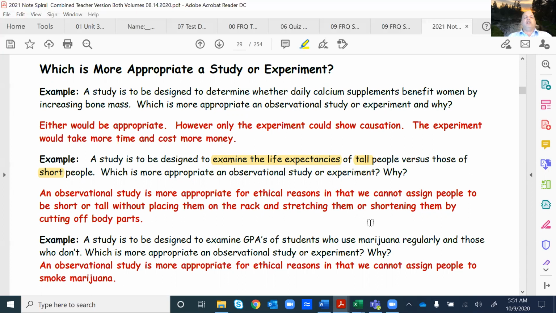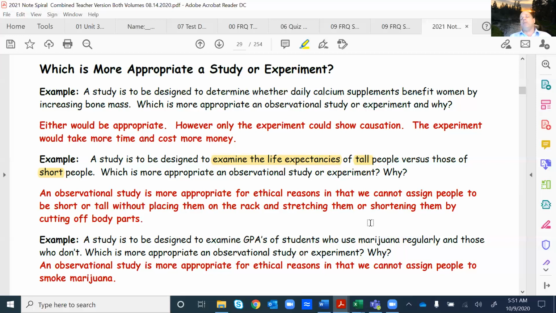So a study is to be designed to examine GPAs of students who use marijuana regularly and those who don't. Which is more appropriate, an observational study or an experiment, and why? Well, smoking marijuana as a youth is illegal everywhere. So that makes it unethical. So regardless of how you feel about things, it'd be more appropriate from an ethical standpoint to observe, to measure, to do an observational study. We really cannot impose that someone be forced to smoke marijuana for ethical reasons.